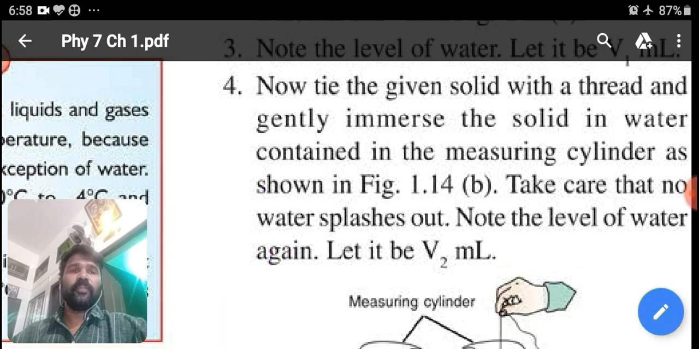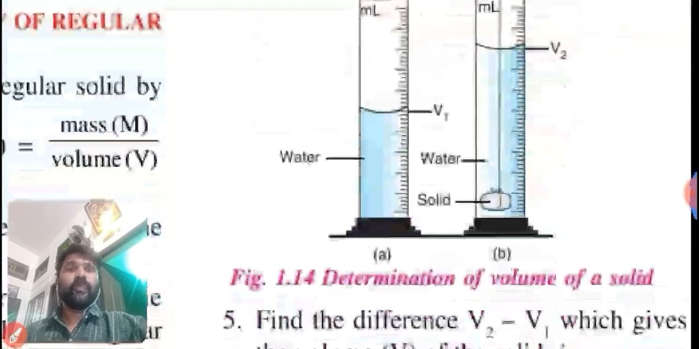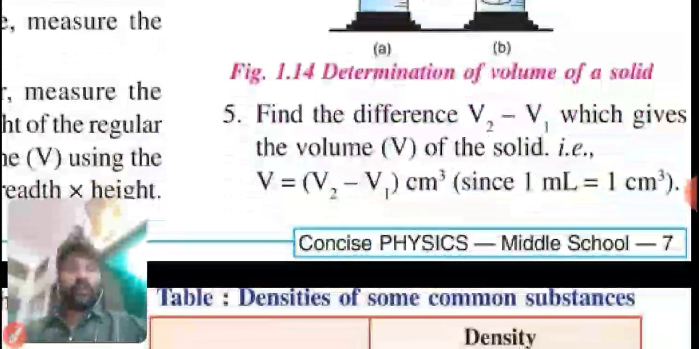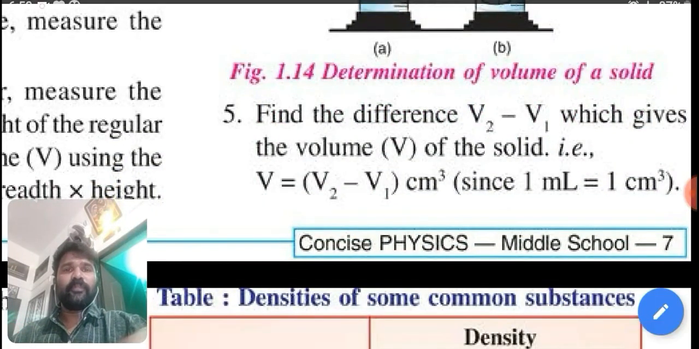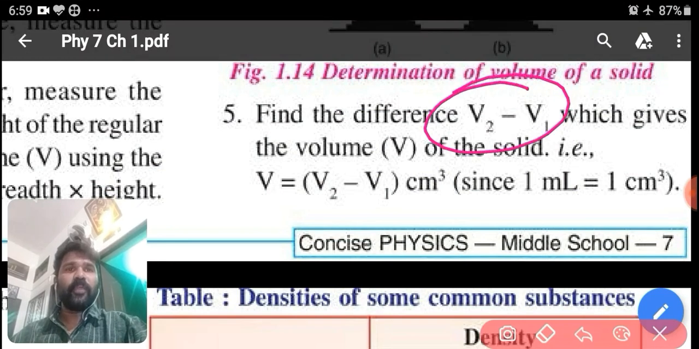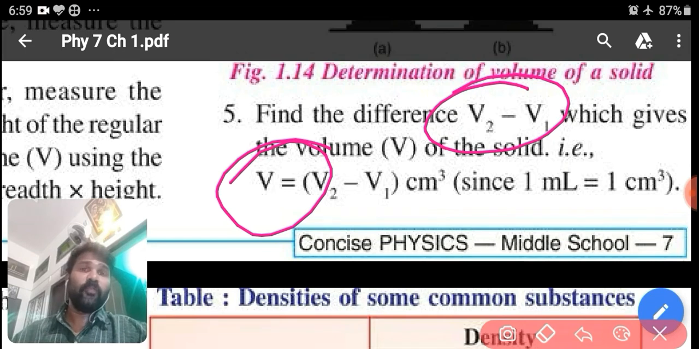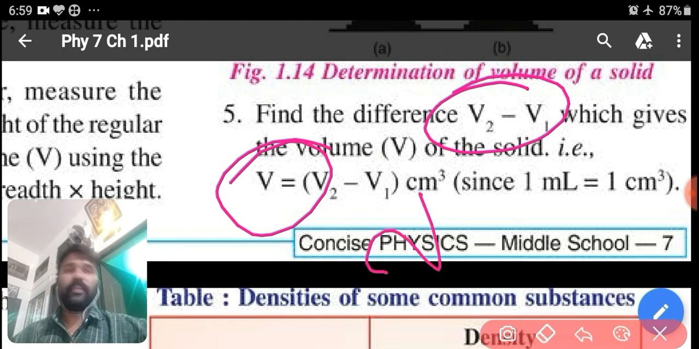Okay students, next point: find the difference V2 minus V1. That will be the volume V. Find out the final level minus the initial level, and then we will get the particular value V.